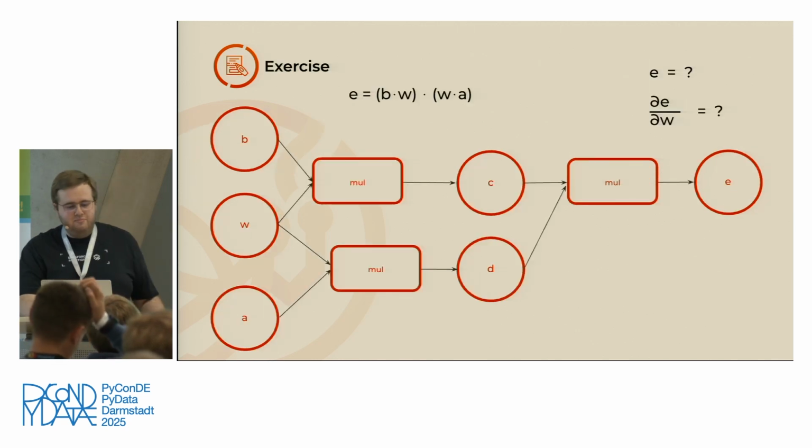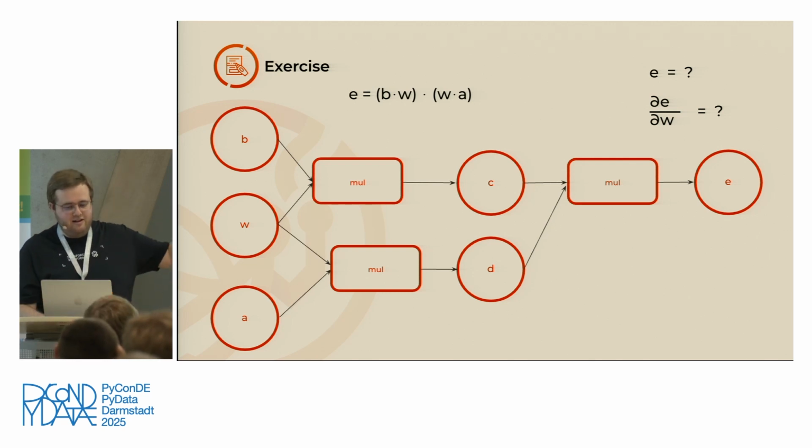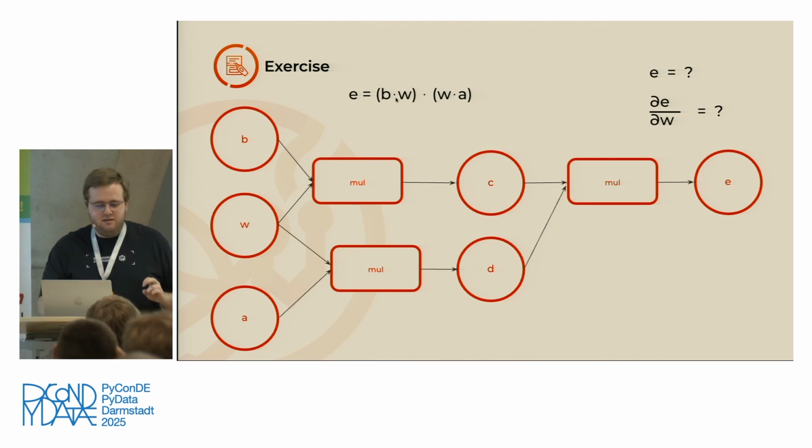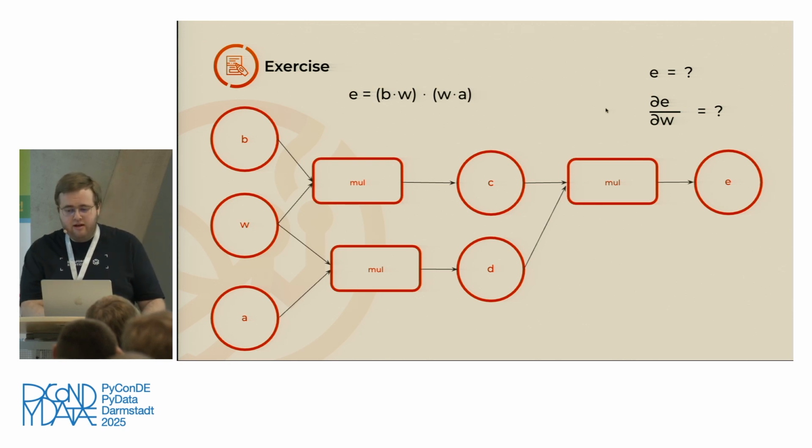So maybe it will be much easier if we do a very simple exercise. Let's say we have a graph like this, which is used to calculate the value of E, where E is equal to B times W multiplied by W times A. And what we want to do is to find the value of E and also the derivative of E with respect to W.